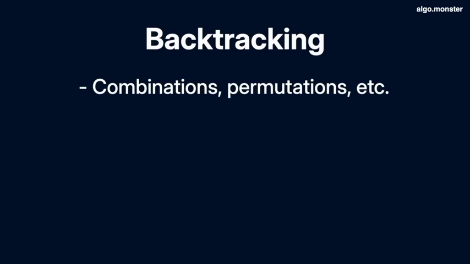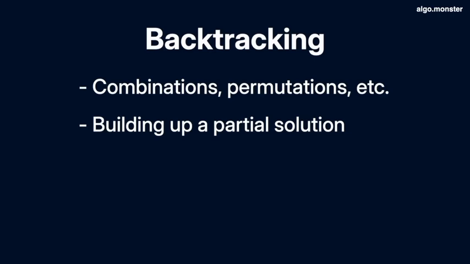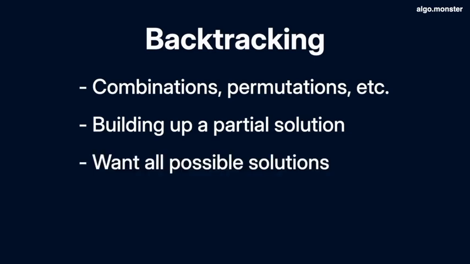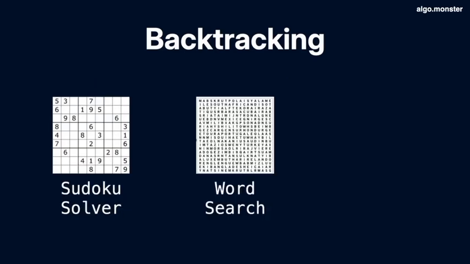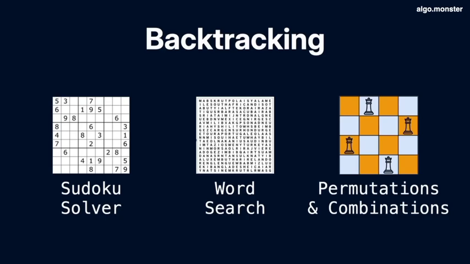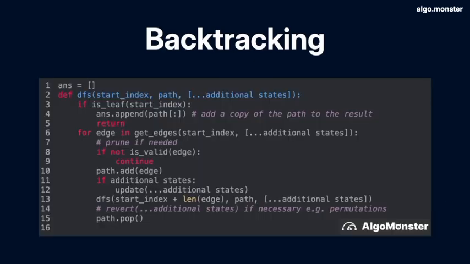You use backtracking when the solution involves combinations, permutations, partitions, or paths. You're building up a partial solution, one step at a time. You want all possible solutions, or the first valid one, and you need a way to discard bad paths early instead of exploring them fully. It's commonly used in Sudoku solvers, word searches, subset and permutation problems, constraint-based problems like n-queens. Now let's look at the core pattern. We'll be storing our final results in this list. It could be valid permutations, combinations, solutions to a puzzle, etc.